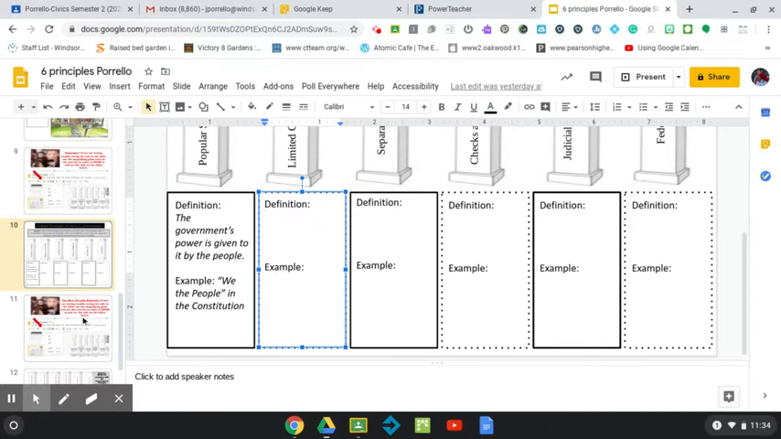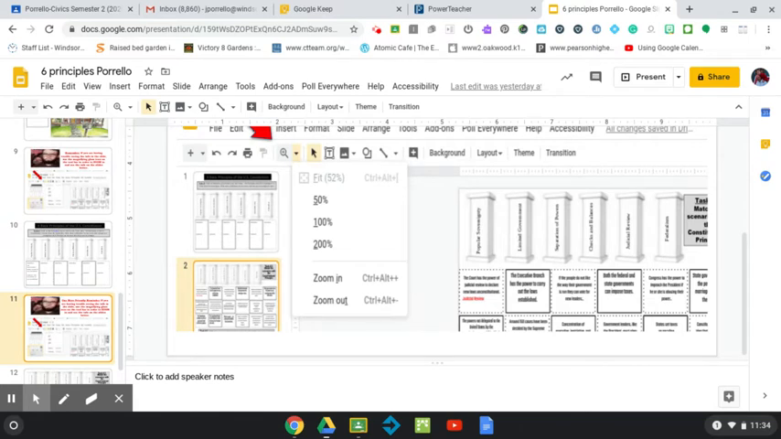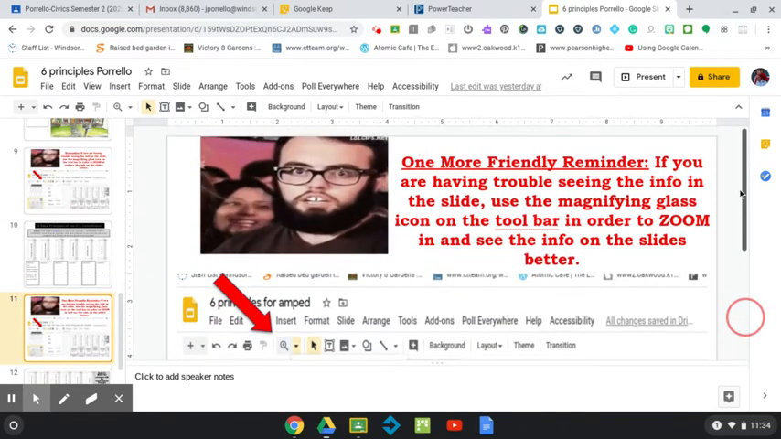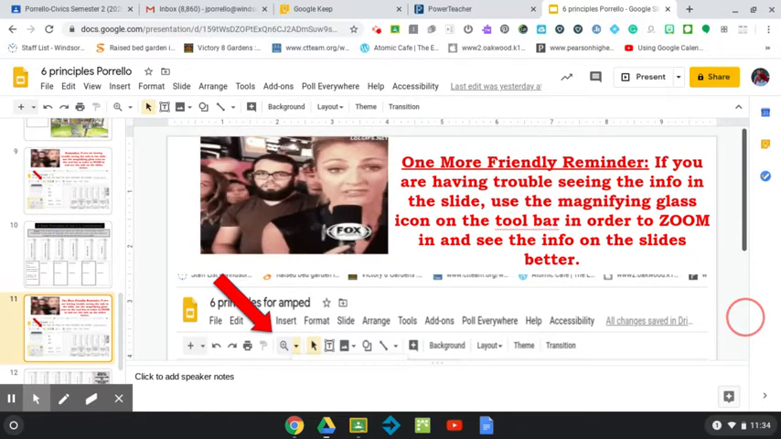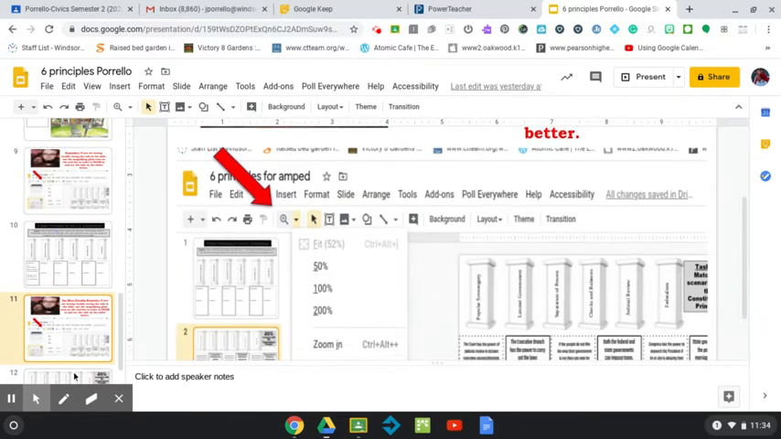Okay, once you finish doing that, again, zoom in if you haven't already zoomed in. There's that guy again. Okay, I think I'm losing my mind.